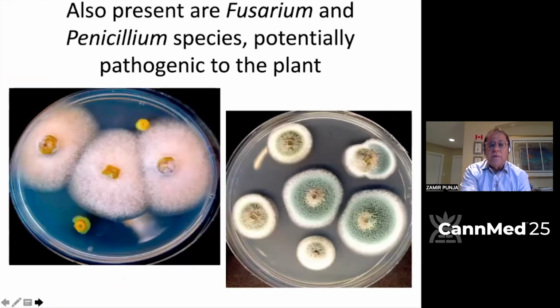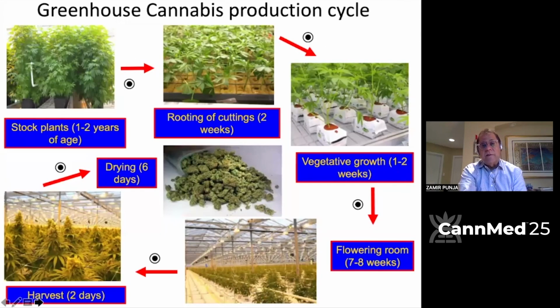On the other hand, we also have other fungi that we can isolate on agar media. On your left here is Fusarium, and on the right is Penicillium, and many of these can be potentially harmful or dangerous to the plant. So there appears to be a dynamic interaction between both the beneficial and the pathogenic organisms that are present within cannabis plants.